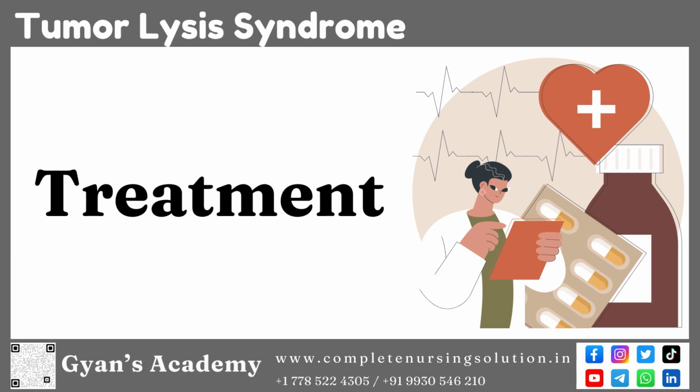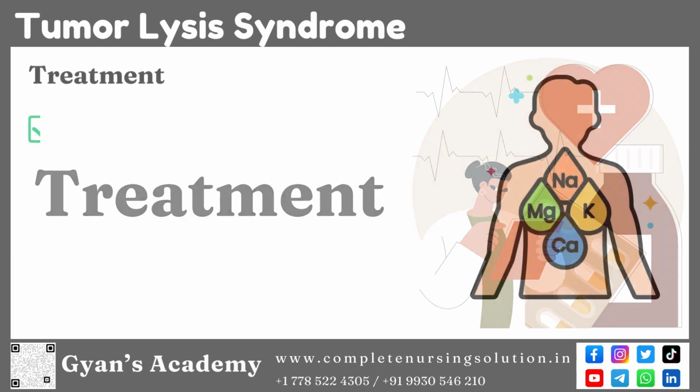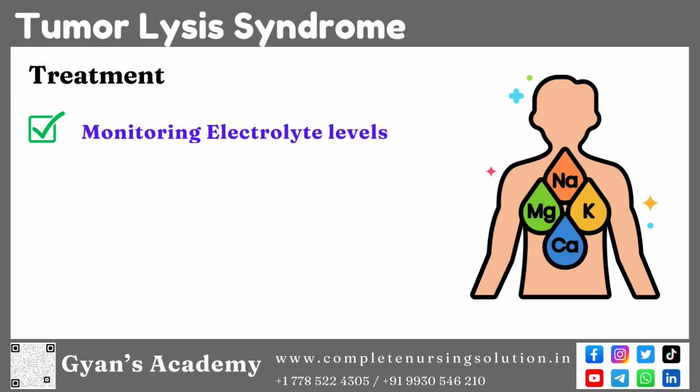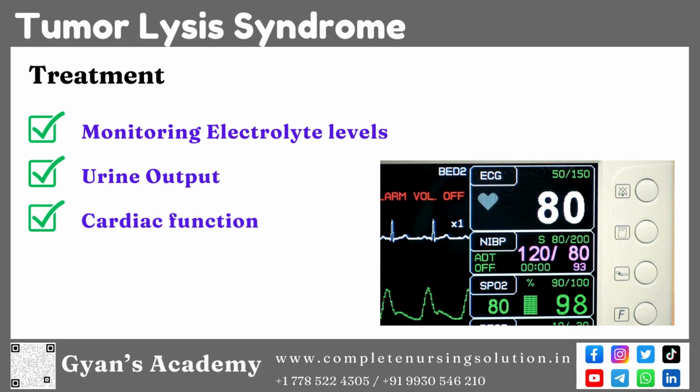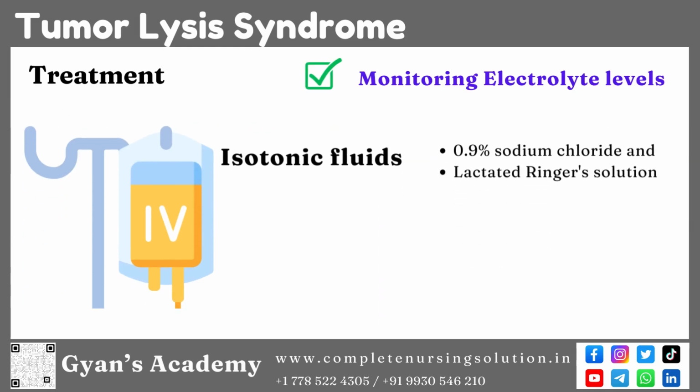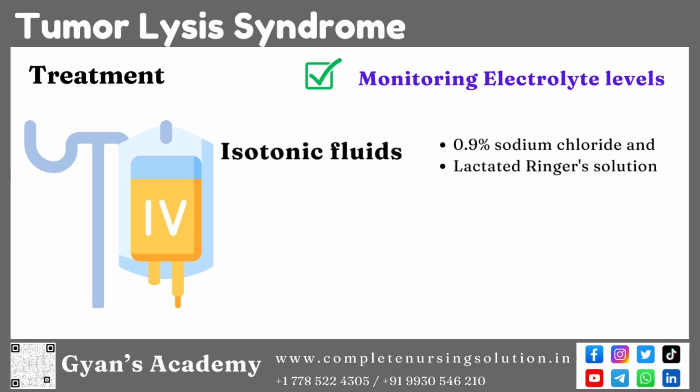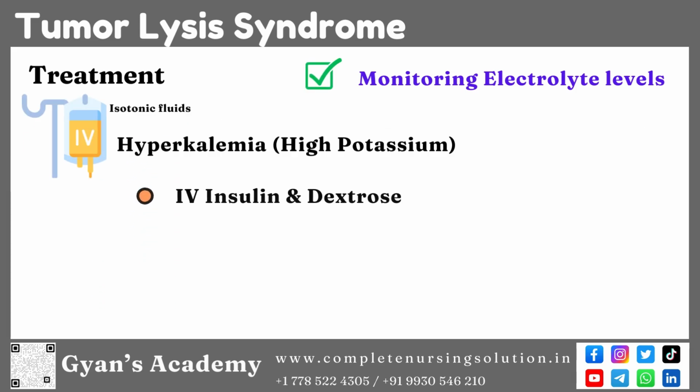Treatment of TLS mainly involves close monitoring of electrolyte levels, urine output and heart function. Treatment begins with IV isotonic fluids to correct electrolyte imbalance. For hyperkalemia, IV insulin and dextrose can be administered to shift excessive potassium into the cells, reducing potassium from the blood levels.